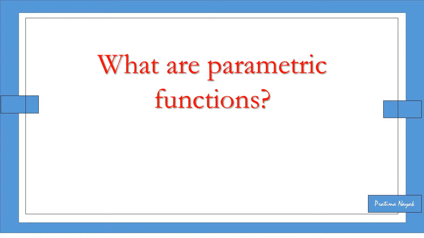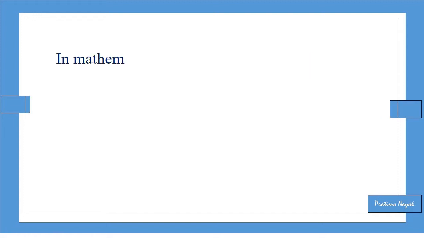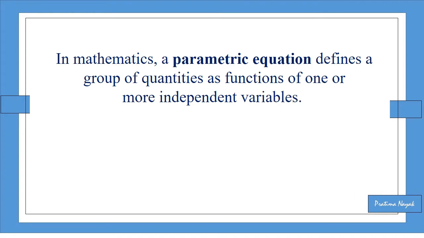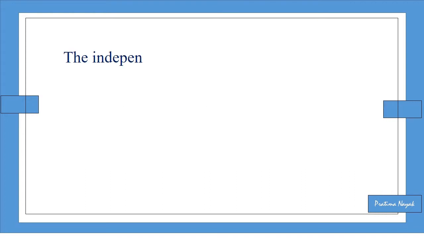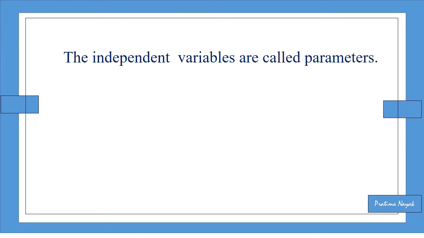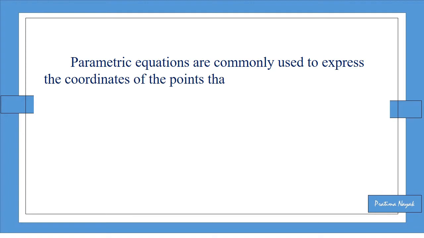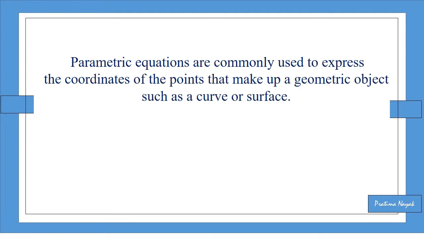So starting from what are parametric functions? In mathematics, a parametric equation defines a group of quantities as functions of one or more independent variables. The independent variables are called parameters. Parametric equations are commonly used to express the coordinates of the points that make up a geometric object such as a curve or a surface.